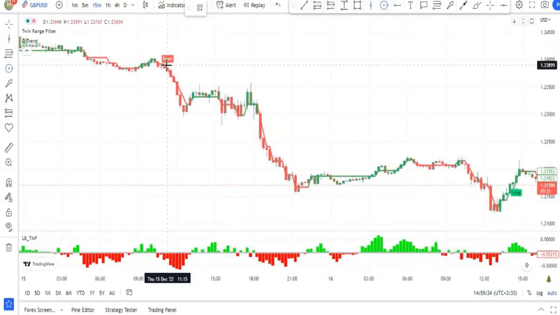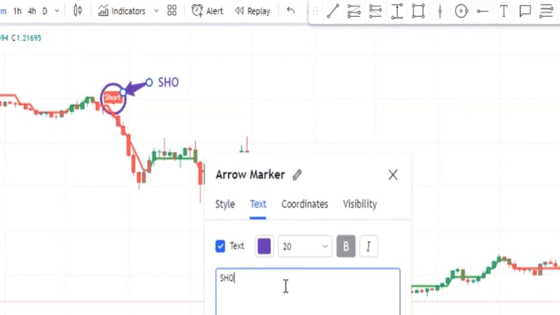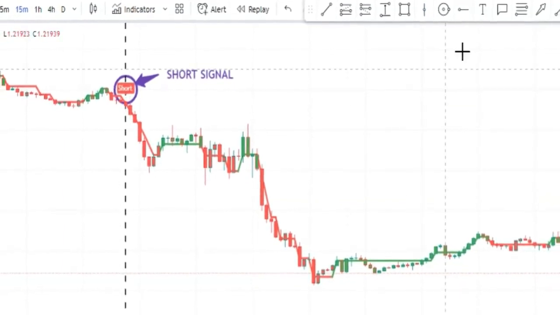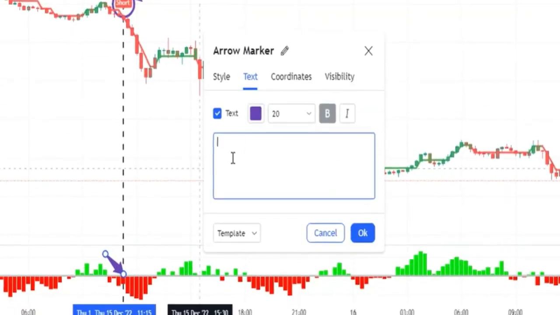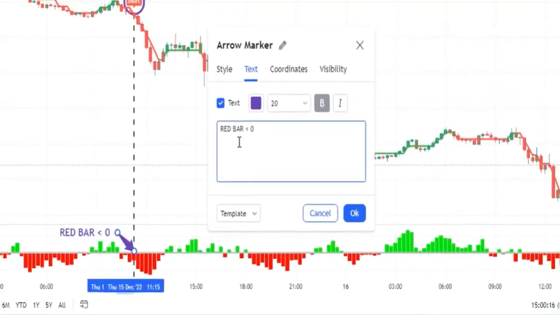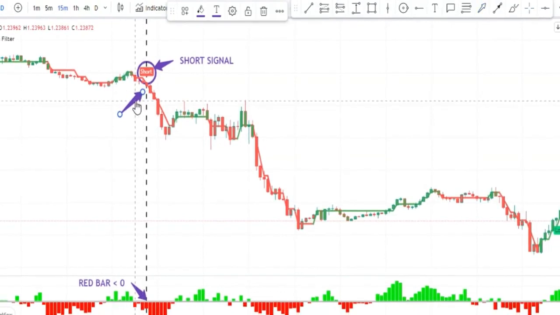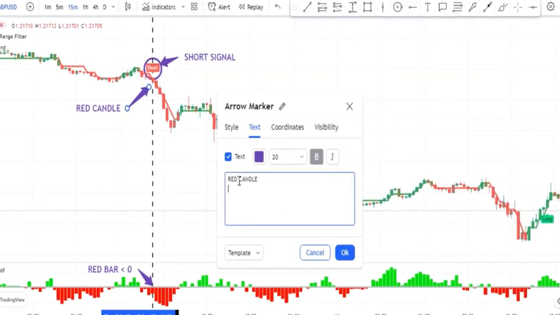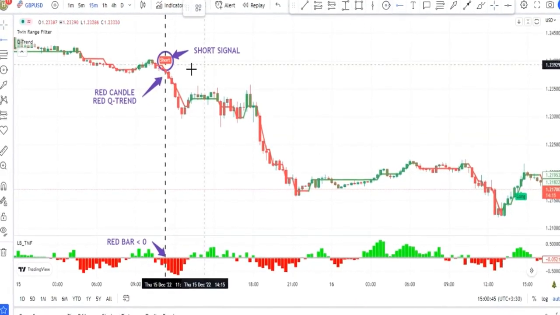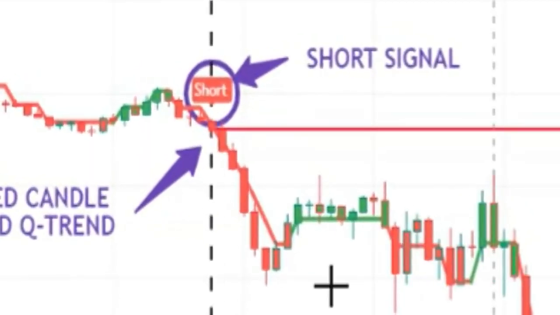For a sell signal, a short signal should be issued by the Twin Range Filter. The histogram of the TMF indicator should be red and below the zero level. And for the last rule, the candlestick and the Q Trend line should be red. The entry price of a sell order must be the close price of our trigger candlestick.